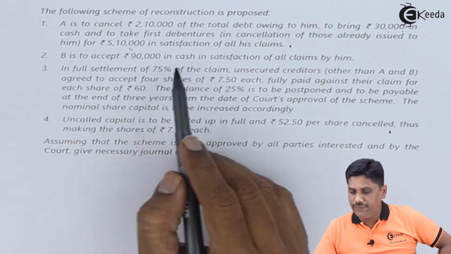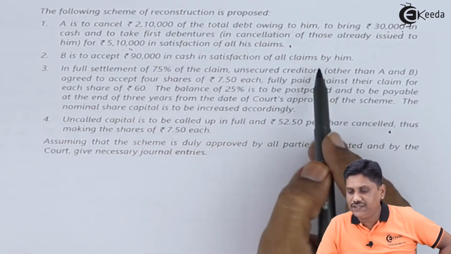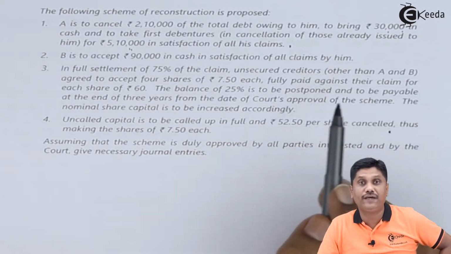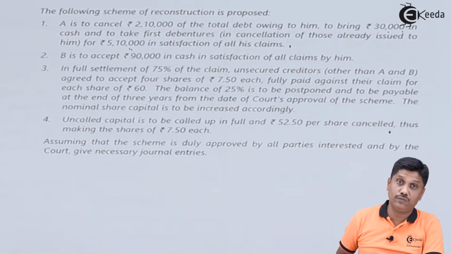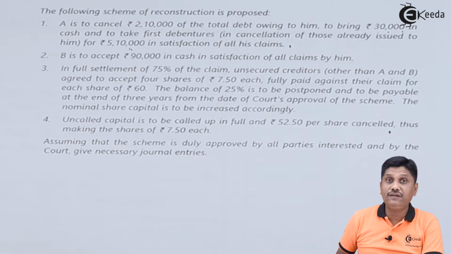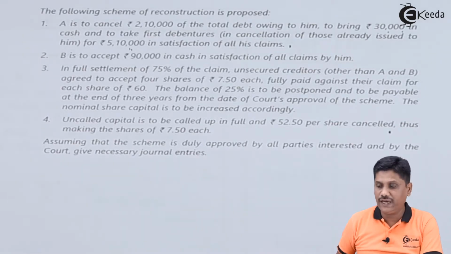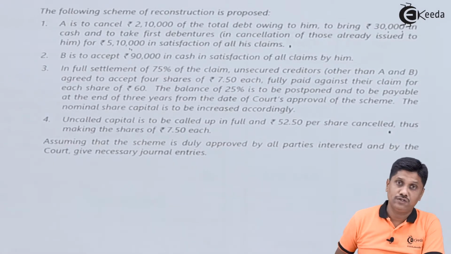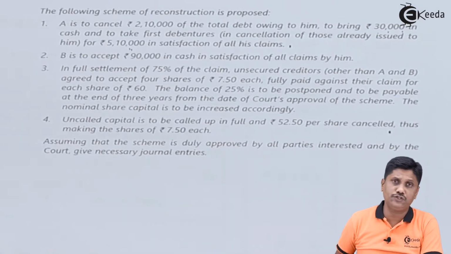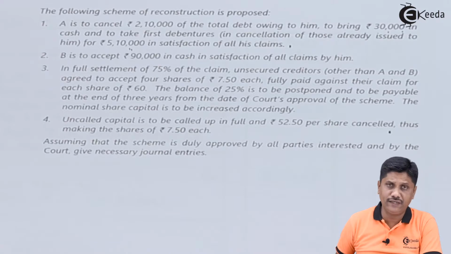B is to accept rupees 90,000 in cash in satisfaction of all claims by him. Firstly, I need to find out how much amount is due to B and then we will decide how much amount is to be cancelled because he is paid 90,000 in cash in full settlement. So we will do another entry. His dues we will credit in his personal account. Let me show you that in your question.